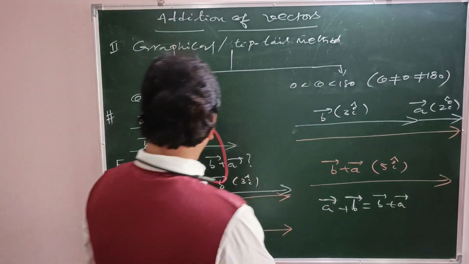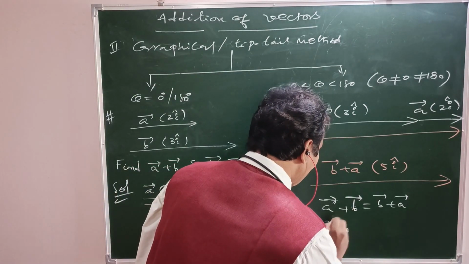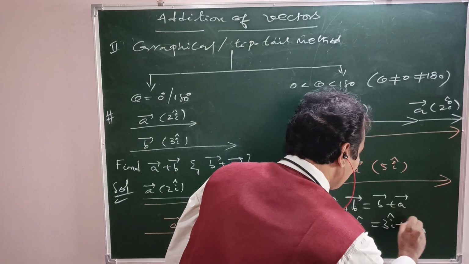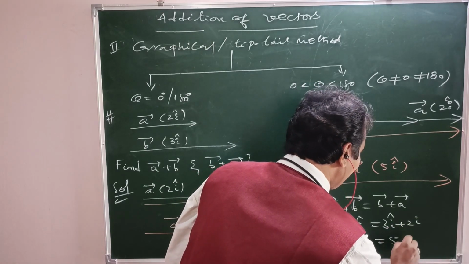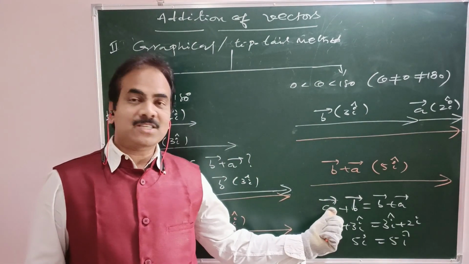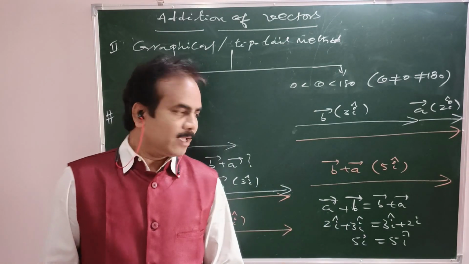That is, A bar means 2 I cap, B bar means 3 I cap. That is 2 I cap plus 3 I cap is also equal to 3 I cap plus 2 I cap. Here 5 I cap, here also 5 I cap. So what is the inference here? Vector addition obeys commutative law. Means A bar plus B bar is always equal to B bar plus A bar.